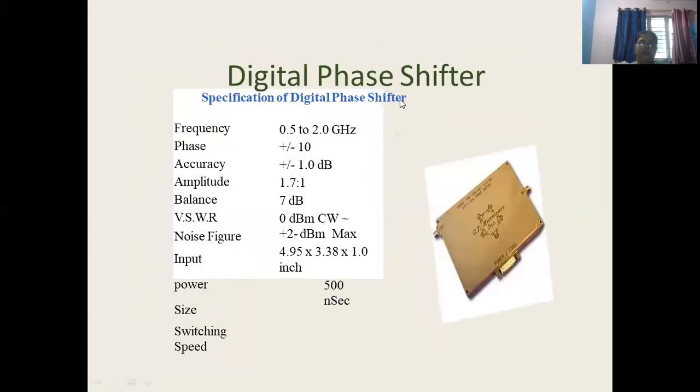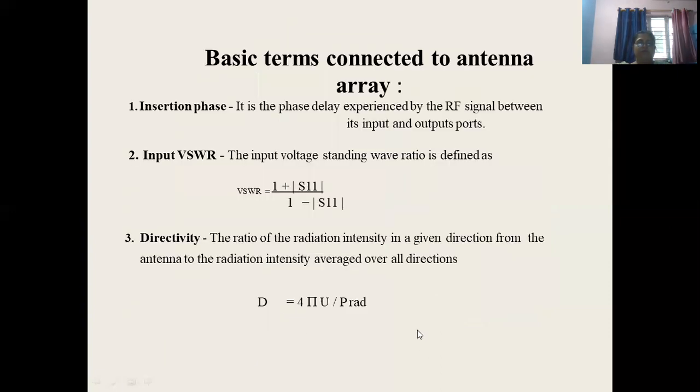This is the digital phase shifter whose specifications are given as frequency from 0.5 to 2 gigahertz, phase plus minus 10, accuracy plus minus 1.0 dB, amplitude ratio, balance, voltage standing wave ratio, noise figure, input power is 500, and its size.